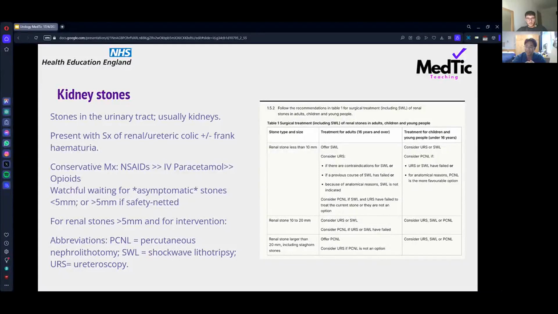The NICE guidelines regarding treatment of kidney stones are quite high yield, because they can give you specific sizes and symptoms, and they can ask you what's the most appropriate treatment.